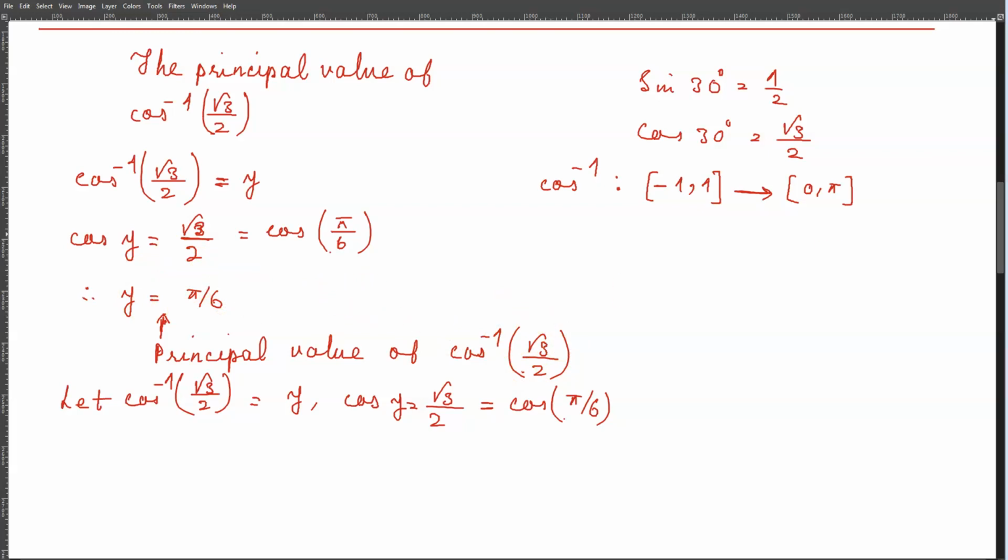Okay, so that was that. And the next question that we have is question number 3. Question number 3 is that we want to find the principal value of the cosecant inverse of 2.